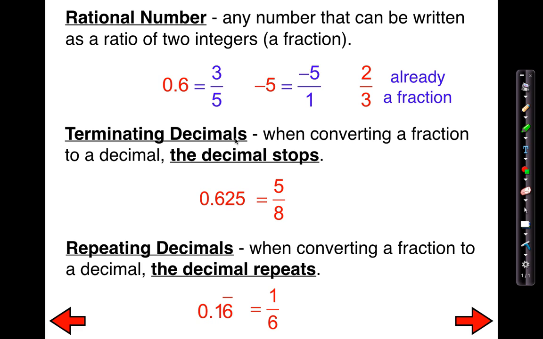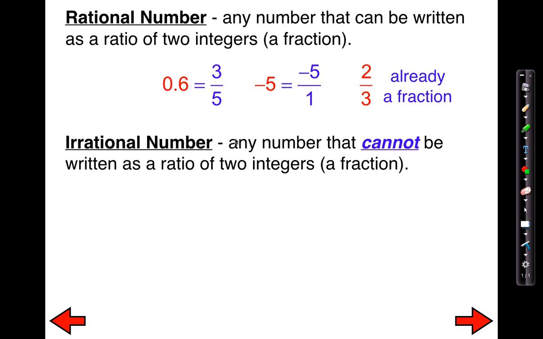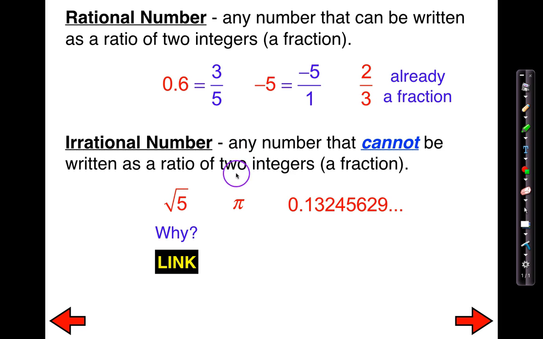So what happens if you can't express the value as a fraction? Then it is irrational. So by definition, it's any number that cannot be written as a ratio of two integers, aka a fraction. So the square root of 5 is irrational, pi is irrational, and 0.132456629... is irrational. So you might be wondering why.